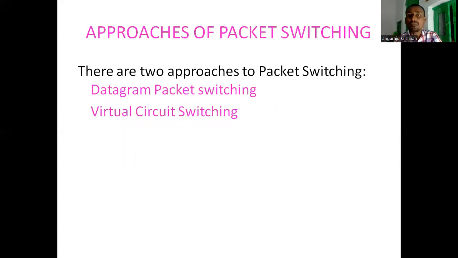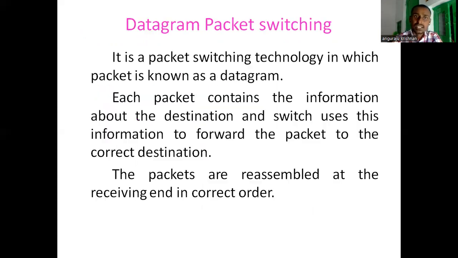Then, the approaches or types of packet switching. Packet switching has two types. The first one is datagram packet switching. The second one is virtual circuit packet switching. In datagram packet switching, each and every packet is considered an individual packet. That is called datagram packet switching. It is a packet switching technology in which a packet is known as a datagram.